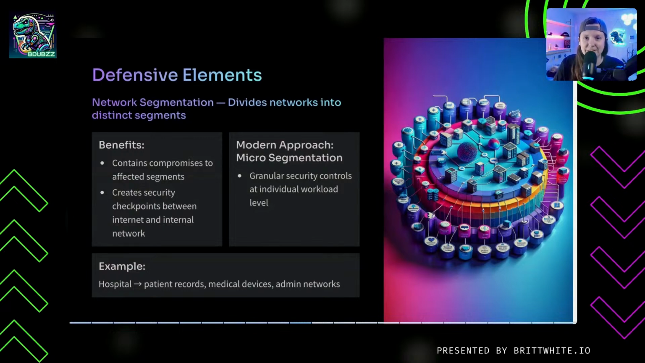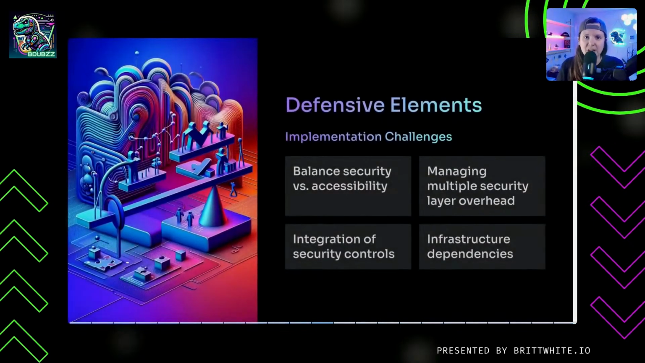Of course, these defensive elements, while powerful, come with their own set of challenges. We need to carefully balance security measures with user accessibility, manage the overhead required to maintain multiple security layers, and ensure all our different security controls work together seamlessly. All of these defensive elements rely on robust infrastructure with reliable power and those secure transmission pathways we discussed earlier. The key is finding the right balance for your organization's specific needs.